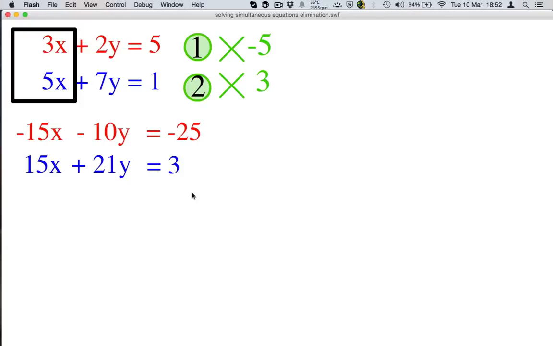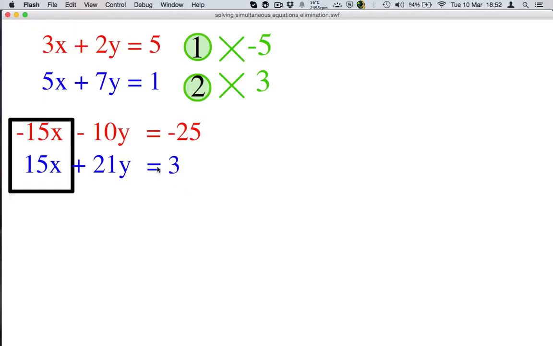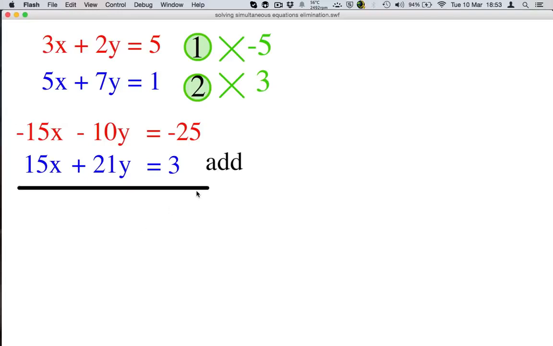So let's have a look at our equations a little more closely. If we notice, the numbers at the front are the same size but opposite sign. This is a positive 15x in front of the blue and a negative 15x in front of the red. So that means when we add these two equations together, they're going to eliminate the x's. So let's draw our line and write the word add. Put in our vertical lines in between, and let's proceed to do the sum.